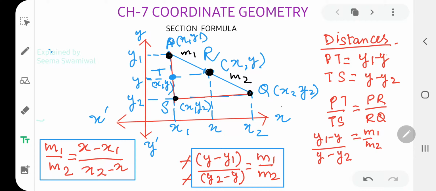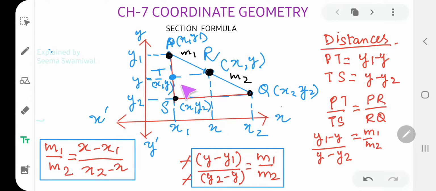Now children, in this formula we are given a line segment PQ. And on this line segment PQ, we are given a point R. The coordinates of P are denoted as x1, y1. The coordinates of Q are denoted as x2, y2. And the coordinates of R are denoted by x and y only.